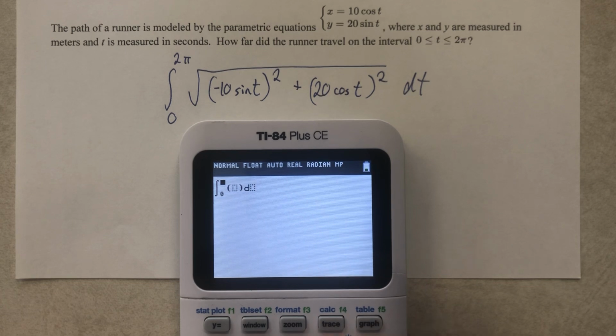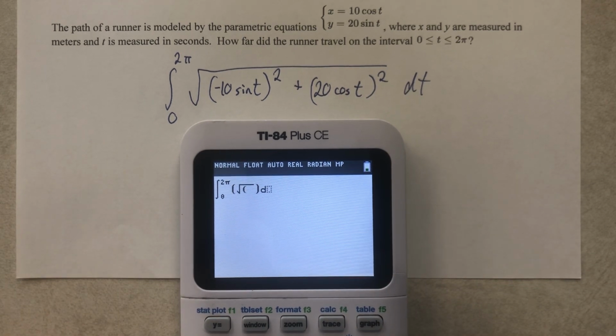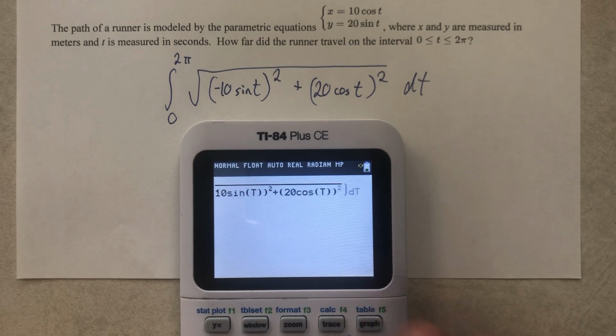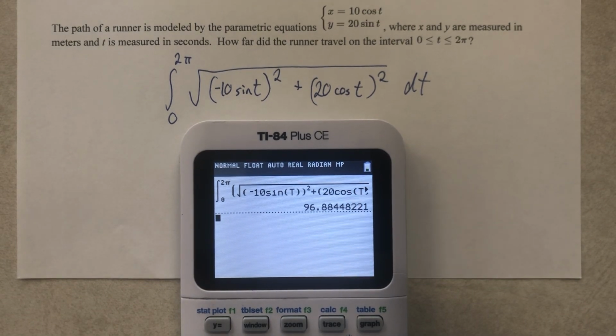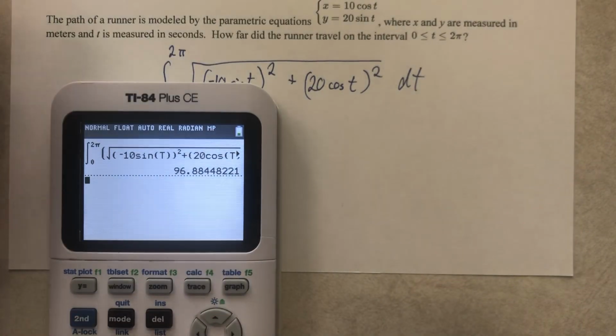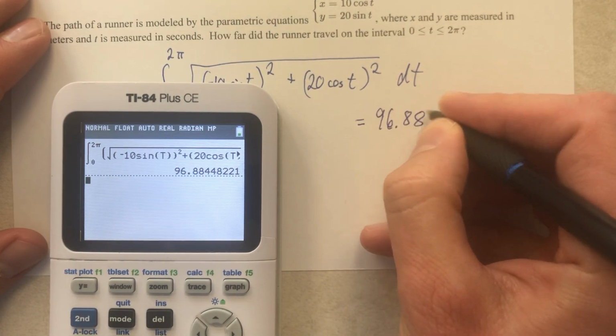Math 9, 0 to 2 pi, and square root of negative, because, just good habit, don't throw away those things. Squared plus 20 cosine of t, and it is squared, and there we go. I predict 96.884, just off the top of my head. Oh, yeah, okay. Sorry, I couldn't give you more decimals than that. That's all I could do in my head. 96.884.